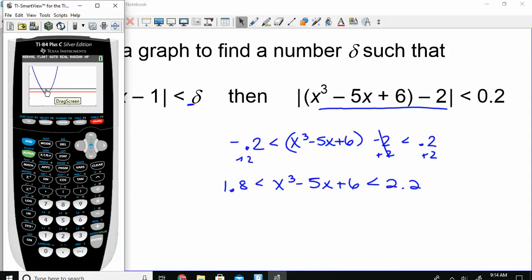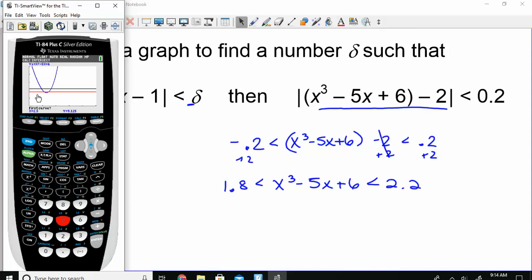I want my function to fall between those values. There's actually two separate ones. Let's just find this first little window here. So if we want to be between there, we need to find out where this function meets my curve, right? We can go to second, hit the trace button, and we want to intersect number 5.